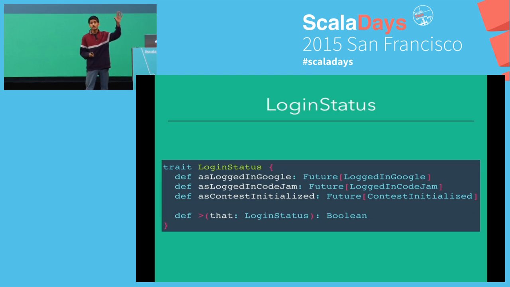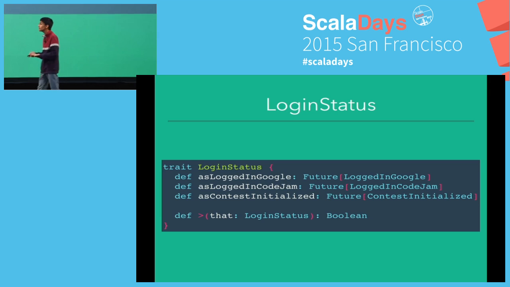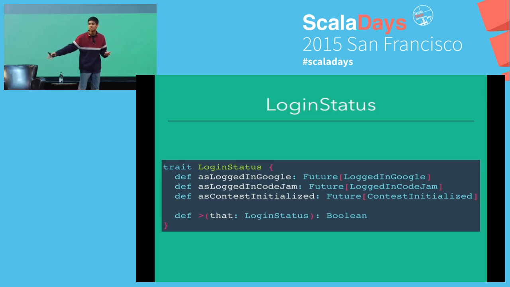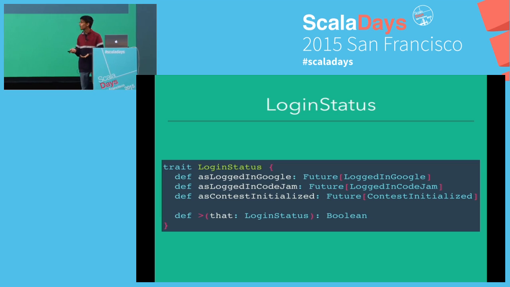So for example, let's say we're not logged in. We only implement asLoggedInGoogle. We only implement the logic for that, but in asLoggedInCodeJam and asContestInitialized, what we do is we get asLoggedInGoogle and then run a flatMap of going to the state we want. So for example, the implementation of asContestInitialized would be asLoggedInGoogle.flatMap(_.asContestInitialized). So this would delegate to the necessary logic to get to that step. Another thing we want to do in this plugin is we want to cache the highest state we've been in. So for that, we have greater than, which takes another LoginStatus, and this allows us to know dependencies between different states.